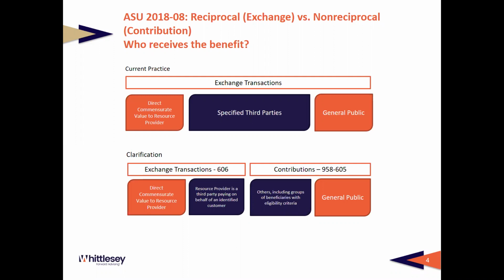Another example would be third-party payers. Naturally, a lot of nonprofits, due to the nature of their programs, may have Medicaid, Medicare, or private insurance billings. In those cases, the third party is paying on behalf of an identified customer. There's still a reciprocal transaction happening here, so this would also still fall under the umbrella of an exchange transaction.